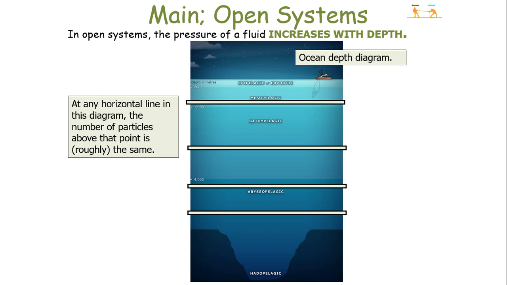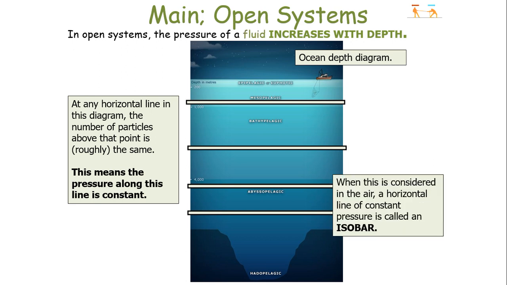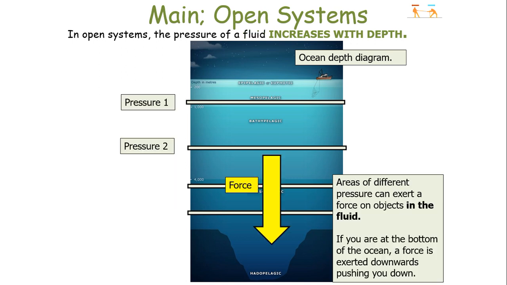At any horizontal line in this diagram, the number of particles above that point is roughly the same, so the weight acting down is roughly the same, so the pressure is roughly the same at any point along these horizontal lines. Along these lines, you have constant pressure. When it's considered in air, a horizontal line of constant pressure is called an isobar, which you may have heard about when you've watched the weather forecast before.